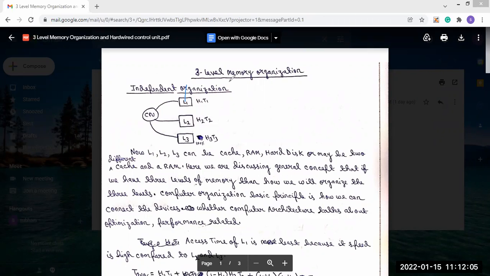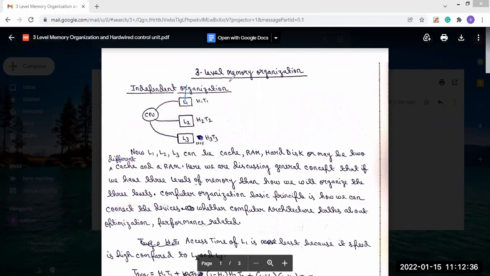Now, if we have three levels of memory, how will we organize these three levels? This is the concept of computer organization. The basic principle of computer organization is how we can connect the devices, the resources that are present. Computer organization looks over that.